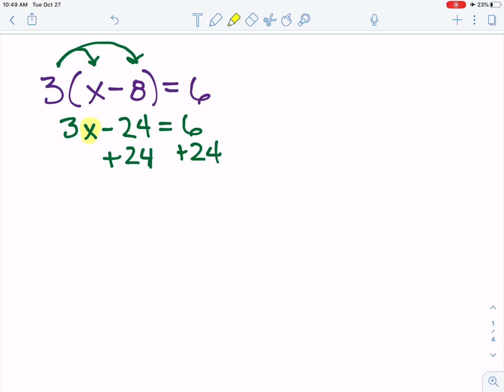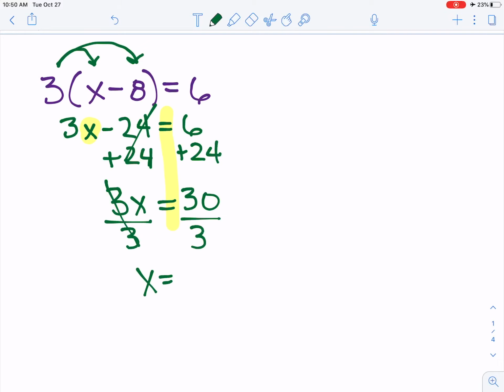And again, keeping in mind that that equal sign is the balance of the equation. So when I say on both sides, it would be on the left side and the right side of the equal sign. So negative 24 and positive 24 make 0, so they cancel out. I'm going to bring down my 3x equals 6 plus 24 is going to give me 30. That 3 is being multiplied by the x, so I'm going to divide to undo that multiplication. 3 divided by 3 makes 1, so we can cross that out. And x equals 30 divided by 3, which is 10.